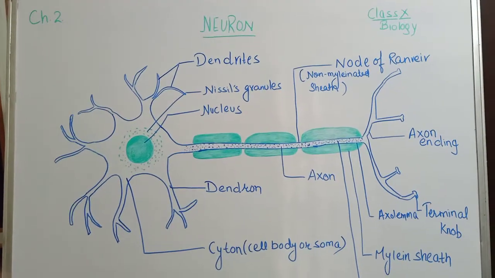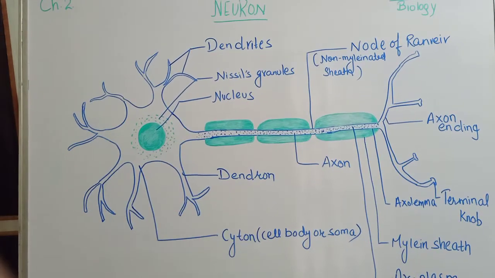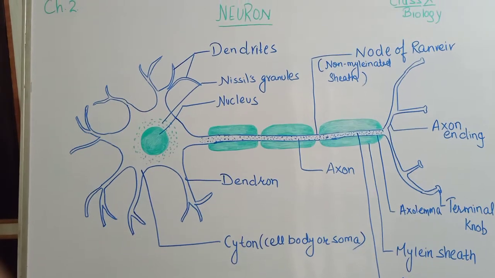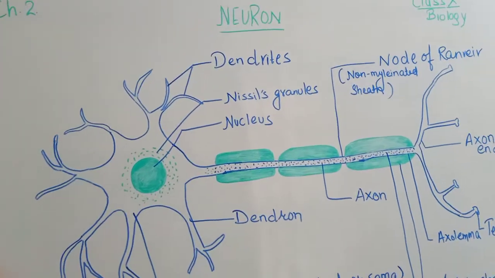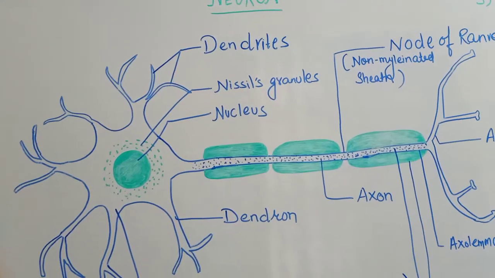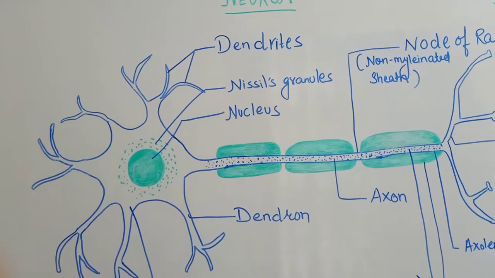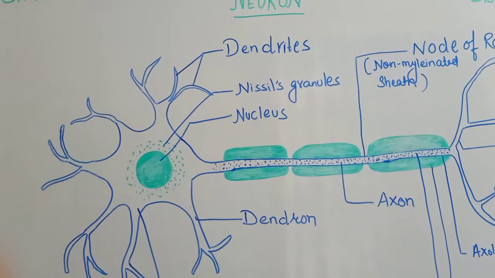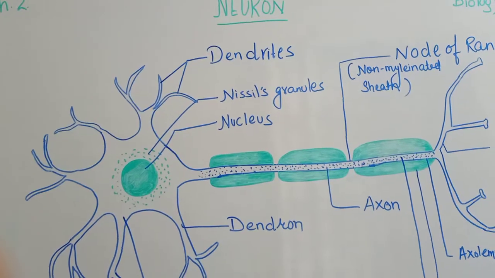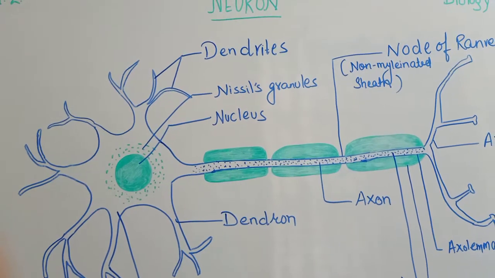Hello students, let's today discuss the structure of the neuron. In the previous lecture, we discussed that coordination and control in animals takes place with the help of two systems, the nervous system and the endocrine system. The nervous system is mainly composed of the brain and spinal cord.